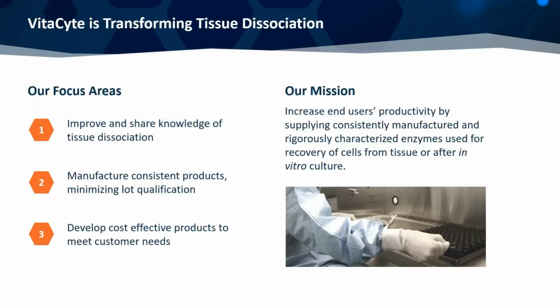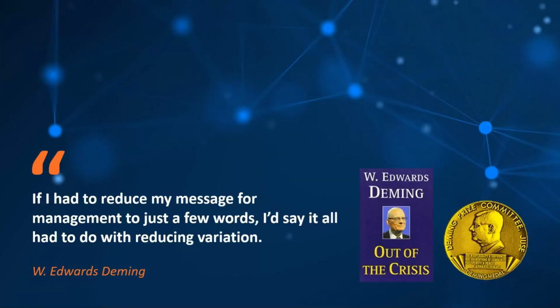So our goal is, in essence, we found ourselves in the story transforming tissue dissociation. So obviously, why I'm here today is to improve and share knowledge of tissue dissociation. We manufacture consistent products and develop cost-effective products to meet needs. And really what we want to do is increase your productivity. So in the end, as W. Edward Deming, the father of quality in Japan, said, it's all about reducing variation.